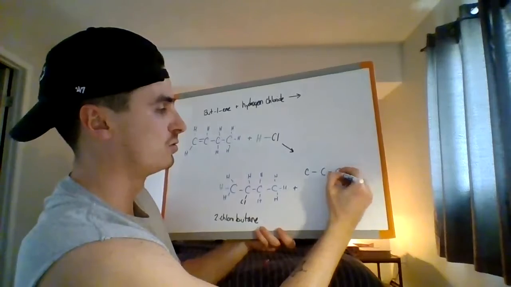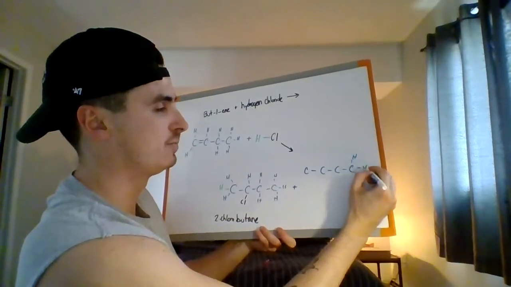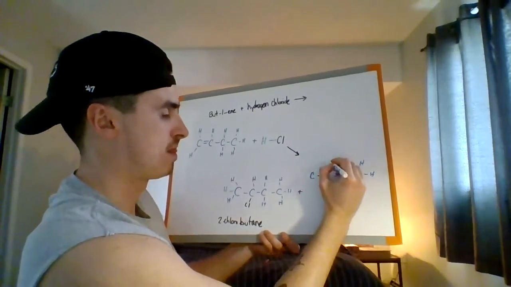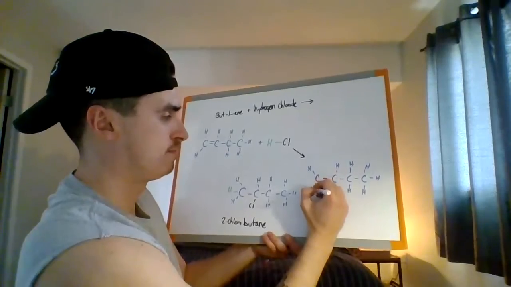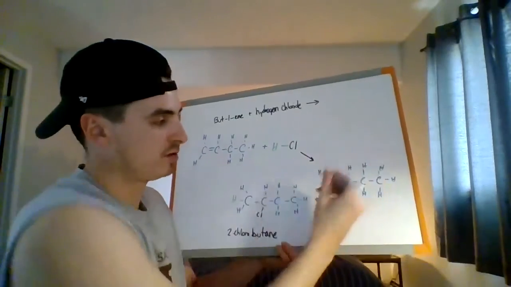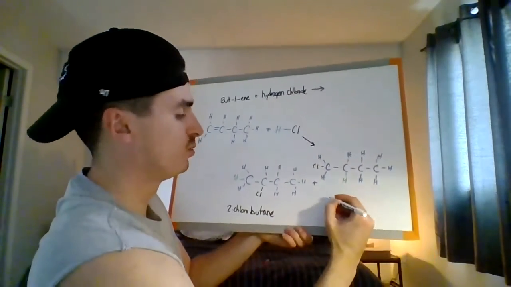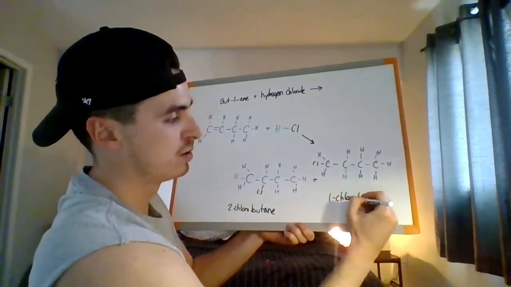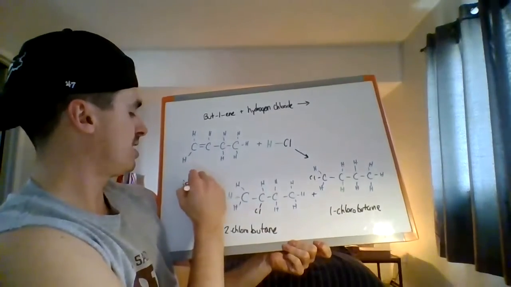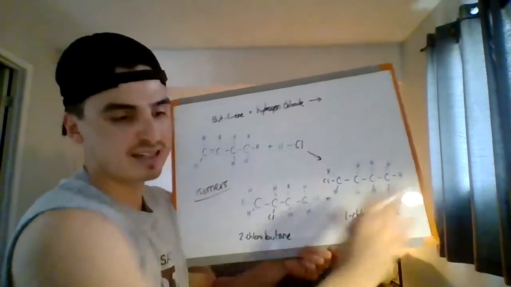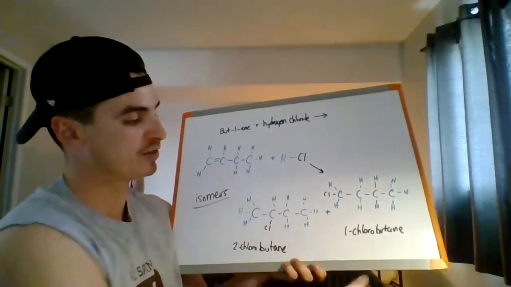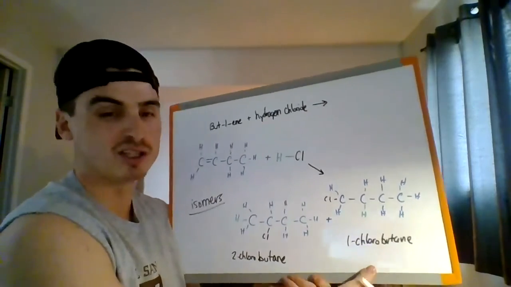So 1, 2, 3, 4. Again, fill your hydrogens in. And then in the next product, we could have a hydrogen here, and the chlorine would go on the first carbon. So our name changes to 1-chlorobutane. And we got 2 products, and these, ladies and gentlemen, are called isomers because they have exactly the same chemical formula, in terms of chemicals and their composition, but they have different structures, so they do different things.